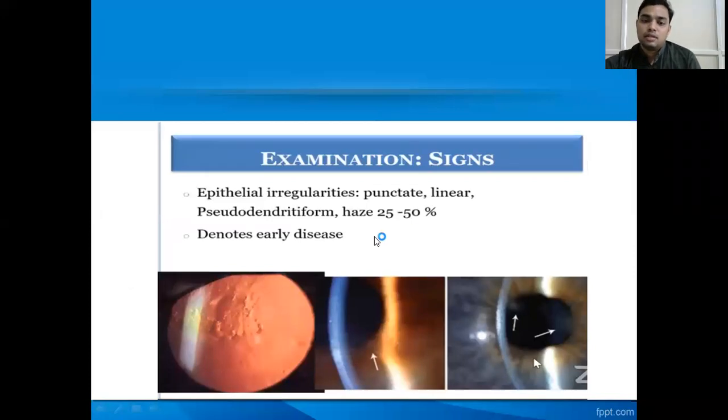Coming to the signs, in any pathology the epithelium is involved. What are the epithelial irregularities we see in acanthamoeba keratitis? We see punctate and linear epithelial keratitis. This is followed by pseudodendrites, like herpes zoster. Here also we may see pseudodendritic type of ulcers. This is seen in 25 to 50% of patients, and these are the early signs of the disease. Initially, the epithelium is involved as punctate or linear keratitis or pseudodendritic forms. This denotes the early stage of the disease.